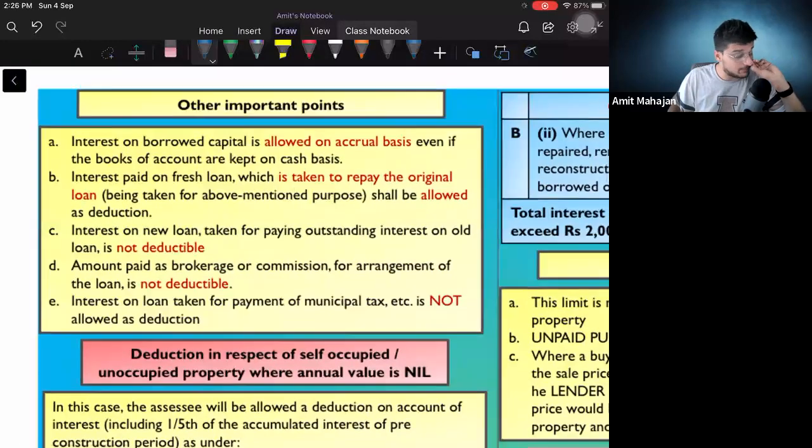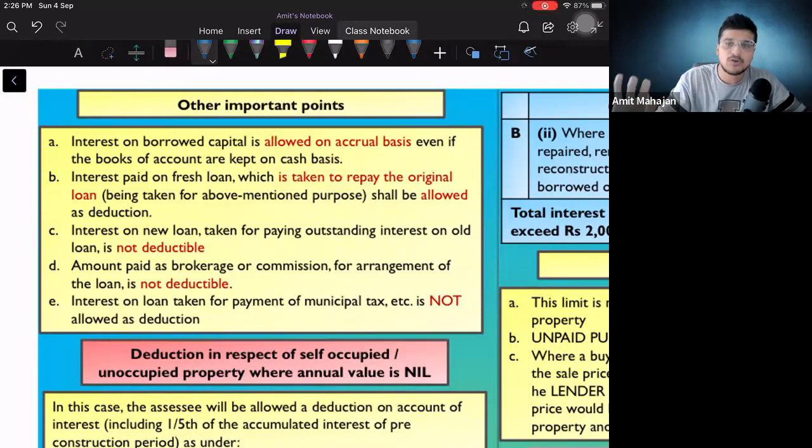Other important points, very important. Interest on borrowed capital is allowed on accrual basis. Even though I don't make a payment, still I will get a deduction of interest. But this is exactly opposite to municipal taxes. Municipal taxes तो चिल्ला चिल्ला के बोल रहा है कि you have to first make a payment. ये सब इंटरेस्ट में है ही नहीं. इंटरेस्ट में सीधा बोला है कि ठीक है, तेरा इंटरेस्ट जनरेट भी हुआ, तुझे पेएबल भी होगा ना, तो भी तू डिडक्शन ले ले.